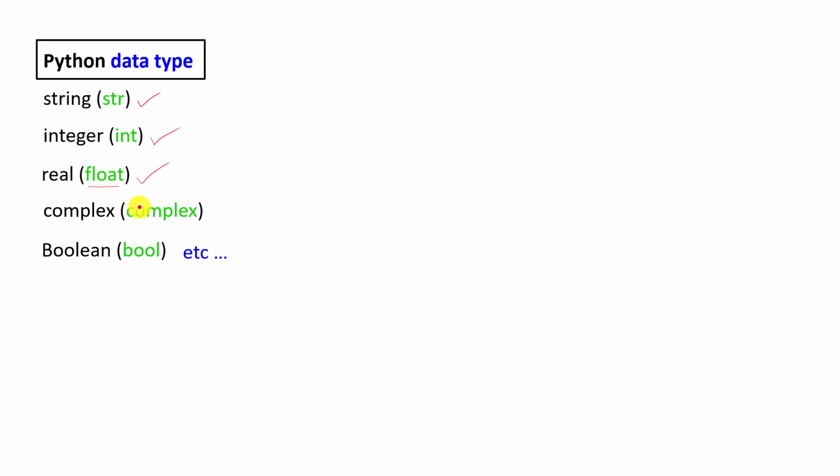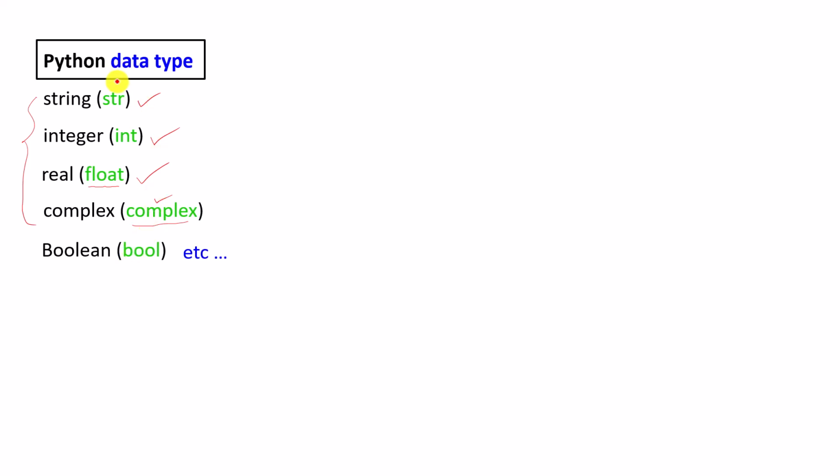After that, we have the complex number. We know that certain quantities in science and engineering are better expressed in terms of complex numbers. So Python has an inbuilt data type for that, the complex data type. These four are the most important for us in scientific computing. Other than that, there are several other data types, for example, Boolean, which takes only True or False, 1 or 0. And there are several others, but we probably won't need them much in scientific computing, especially in this course.